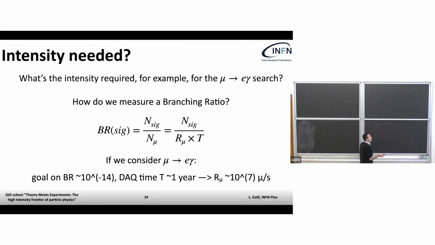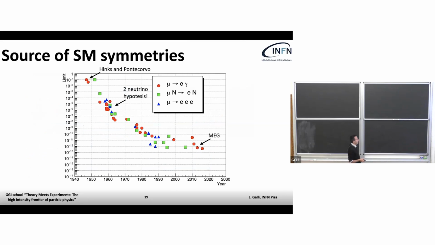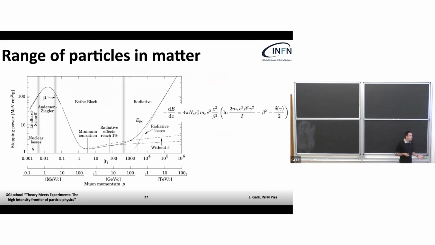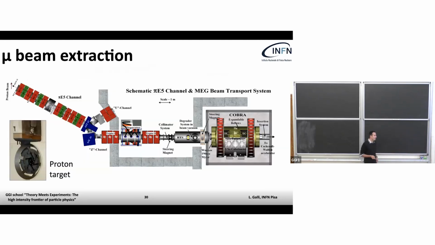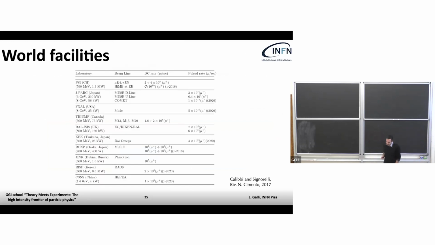So if the goal of the branching ratio is 10 to the minus 14, just because that, as I showed you before, we are kind of here, so you want to go below by 1 order of magnitude if you start and build a new experiment. You want to do something that stays for a while in the books. And then the rate is of the order of 10 to the 7.